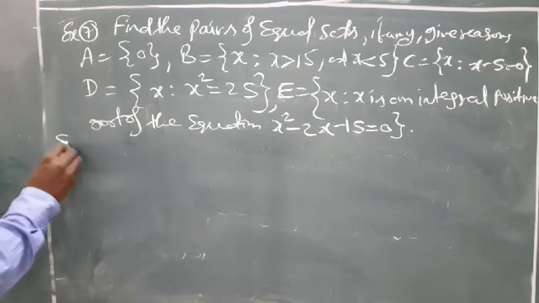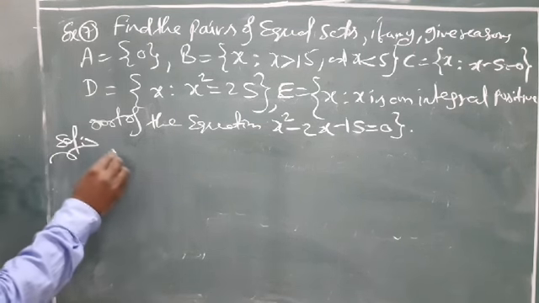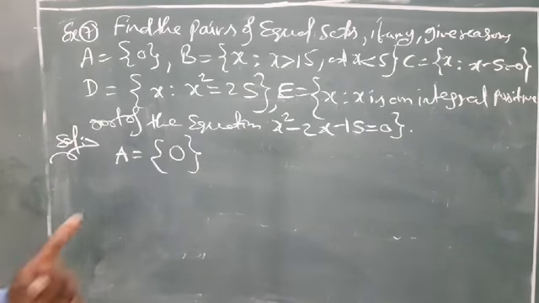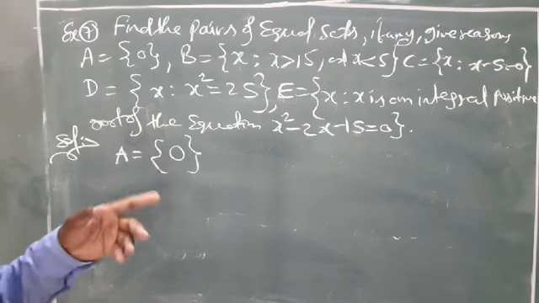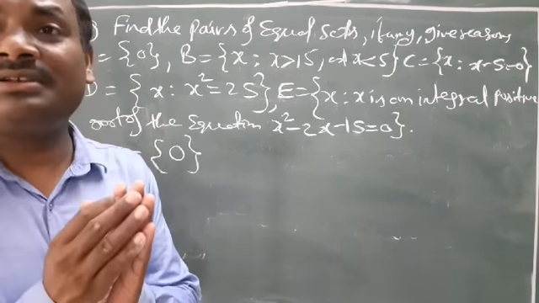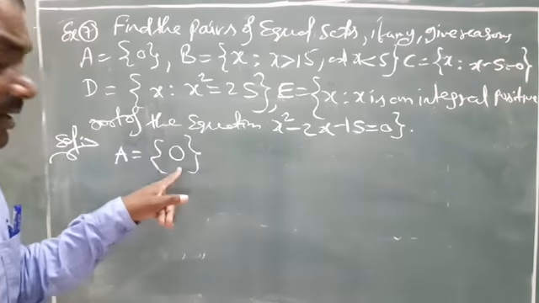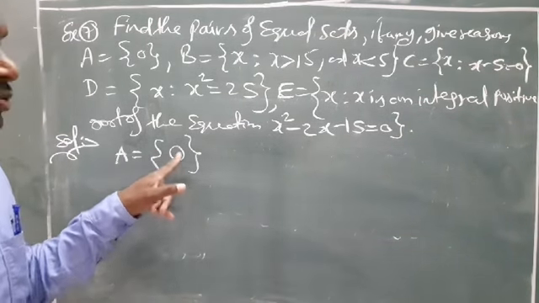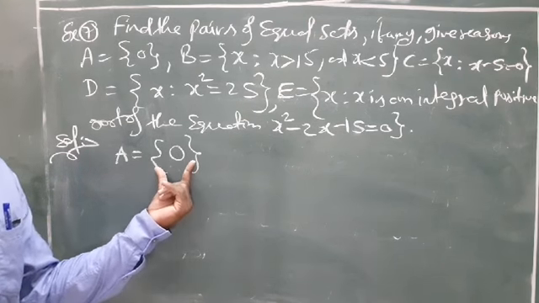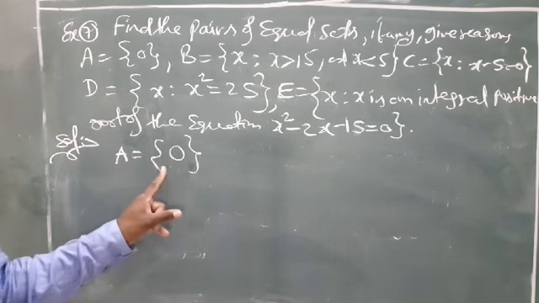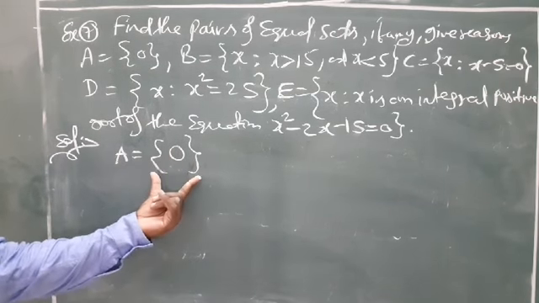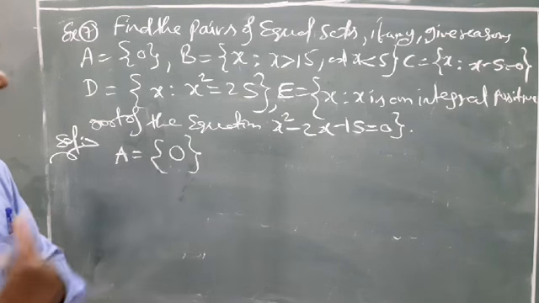Now we shall discuss. Set A contains only one element, that is 0. This is not an empty set because set A has one element. What is the meaning of empty set? A set which does not contain any element, but here one element is there, so this is not an empty set. Here the element 0 is there, so A is the set of 0. This is a finite set. Yes or no? This is roster form.